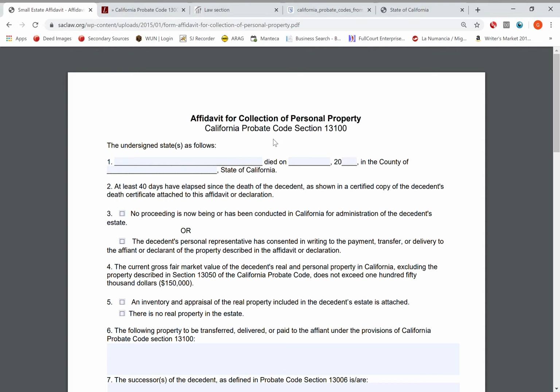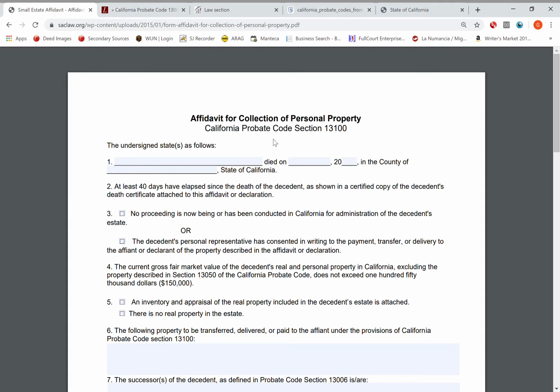What is a small estate affidavit? A small estate affidavit is something that you use when someone died in California with under $150,000 in assets. You can use this instead of a probate in many situations to get money out of a bank account, an asset transferred, an annuity policy where the beneficiary died and you're dealing with the annuity company and they won't release the money. These are examples of when you would use this.